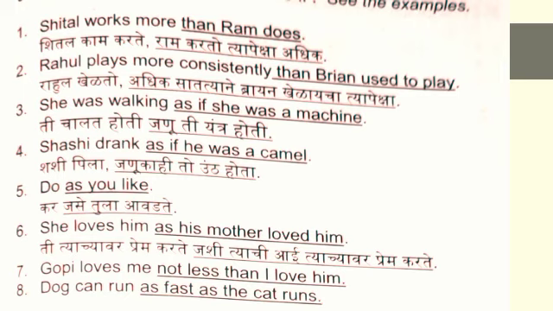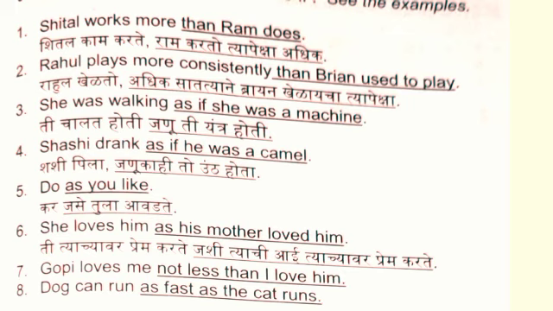In the sentence, Rahul plays more consistently than Brian used to play. Than Brian used to play is adverb clause of comparison. In the sentence, she was walking as if she was a machine. As if she was a machine is the comparison, therefore it is adverb clause of comparison. In the sentence, Shashi drank as if he was a camel. As if he was a camel is adverb clause of comparison. Look at this sentence number 5. Do as you like. As you like is comparison. In the sixth sentence, she loves him as his mother loved him. As his mother loved him is the example of adverb clause of comparison.